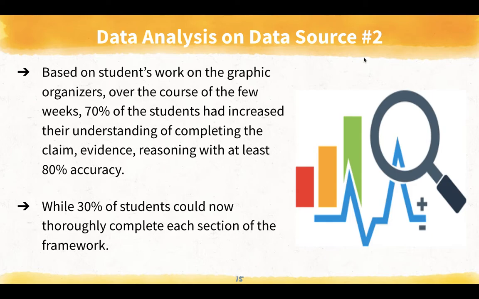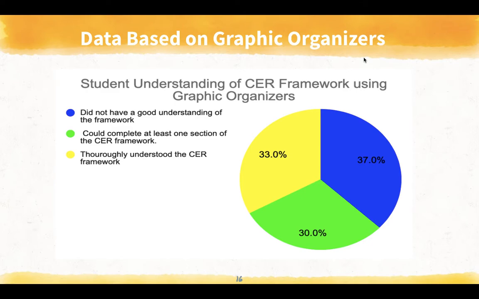Based on students' work on the graphic organizers, over the course of the few weeks, 70% of the students had increased their understanding of completing the claim, evidence, and reasoning with at least 80% accuracy, while 30% of students could now thoroughly complete each section of the framework. Here on this chart, it shows that 33% could thoroughly understand the framework, while 30% could now complete at least one section of the framework, and 37% did not have a good understanding of the framework still.